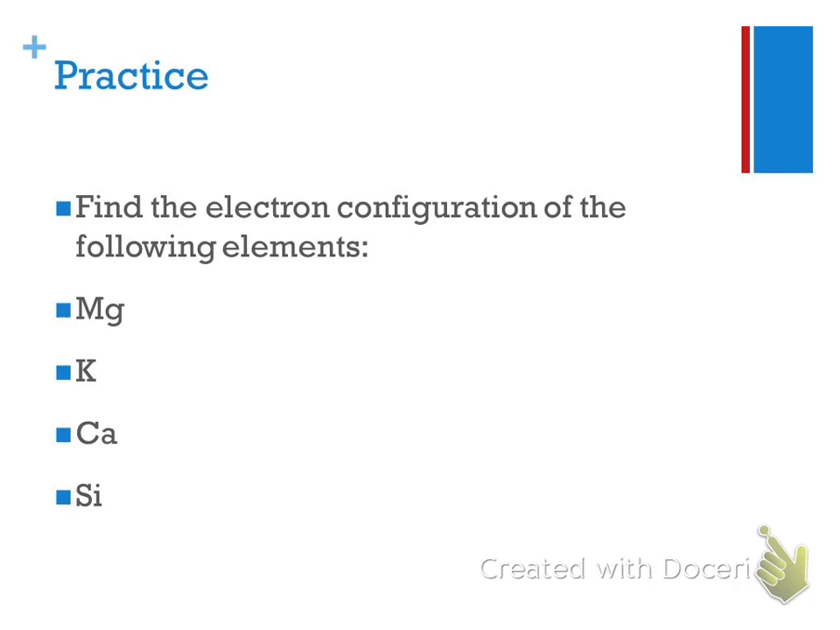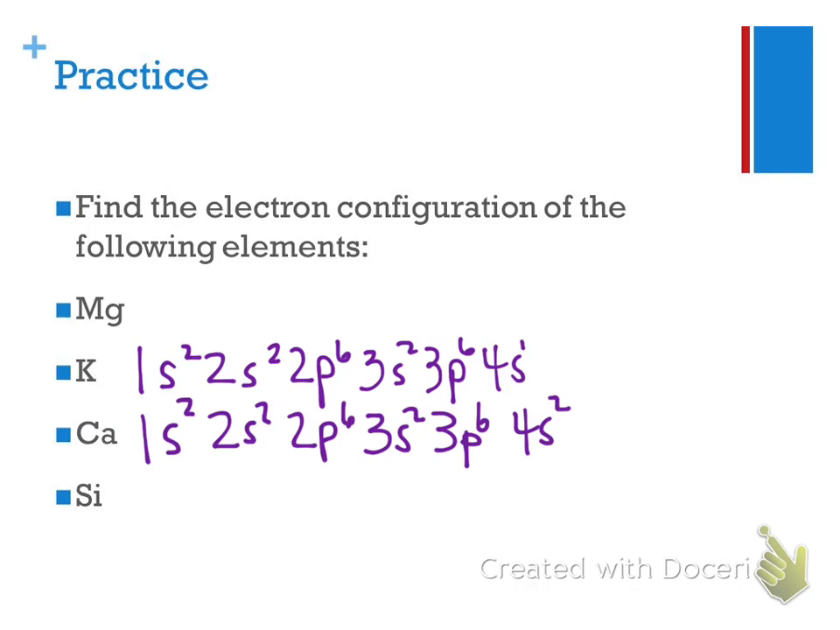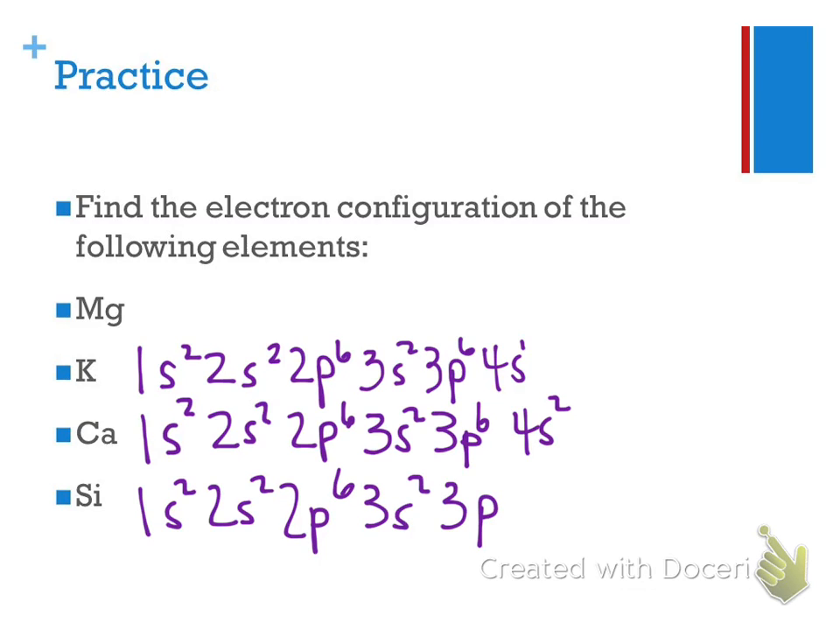Potassium here. 1s2, 2s2, 2p6, 3s2, 3p6, and 4s1. Do we agree? Yes. Yeah, that looks fine with me. It should end up with 4s1. We've got all of our 3's filled, and we've got our 4s1. Good. So we have 1s2, 2s2, 2p6, 3s2, and 3p2. Looks good with me.